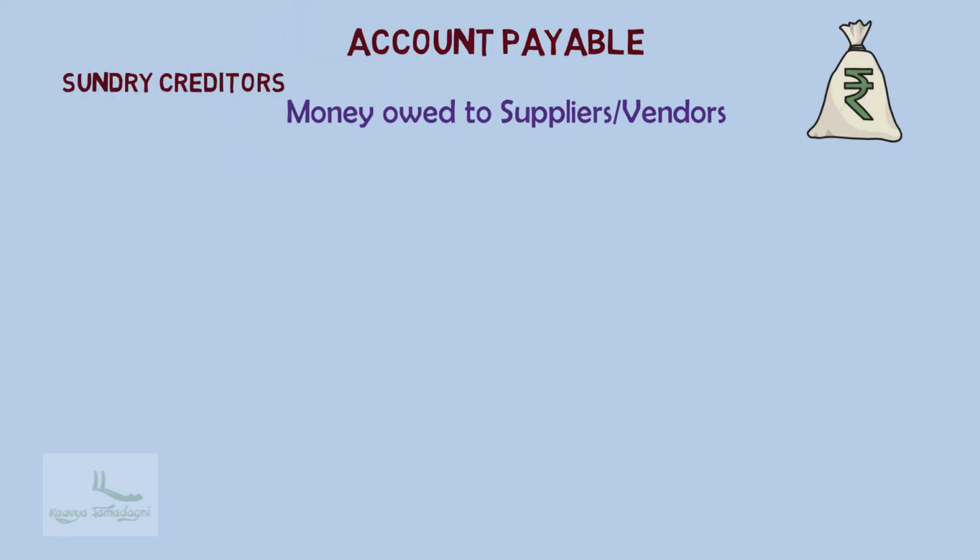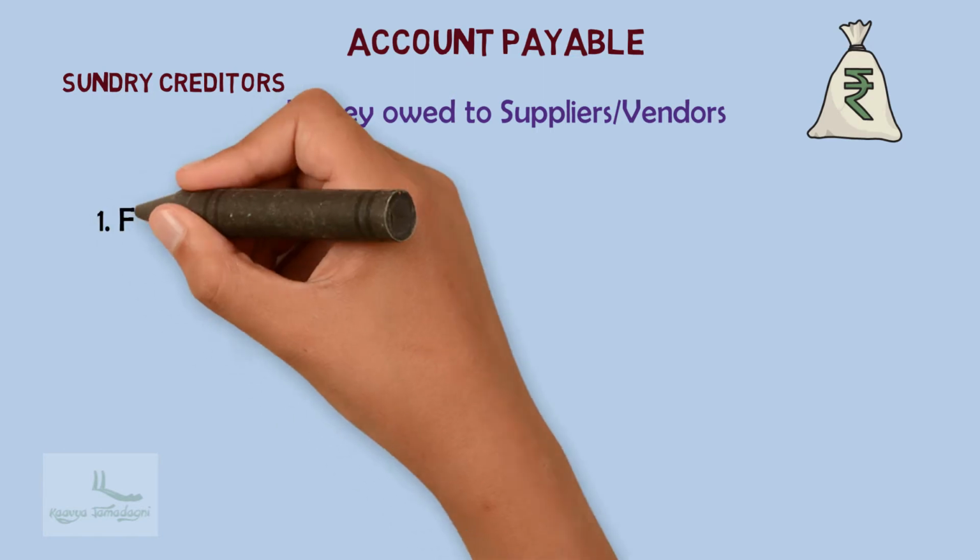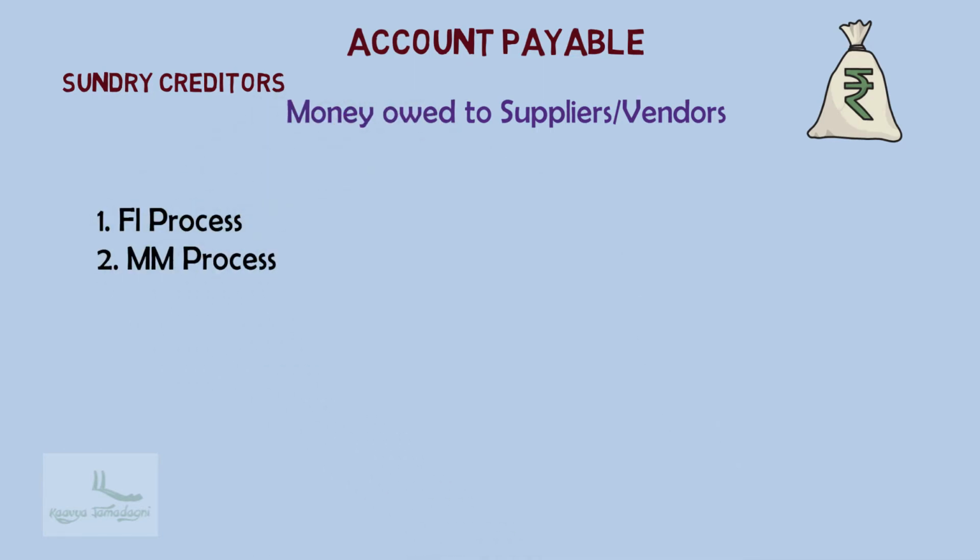It is called sundry creditors. If the company has payables, what does it mean? It means the company has procured materials or services from the vendor but has not yet made the payment to the vendor. Just like the account receivable process, the account payable process is of two types. The first type is the financial accounting process and the second type is the material management process.